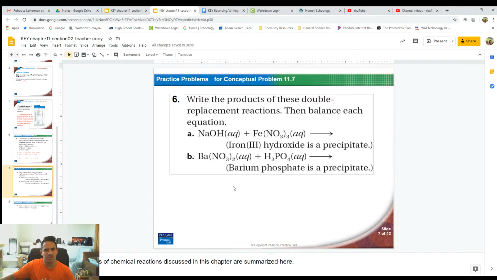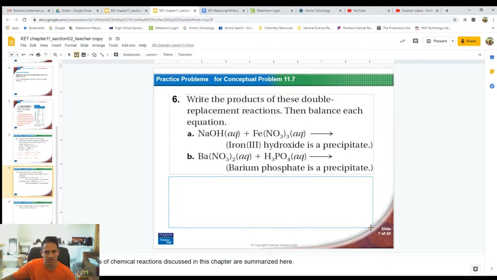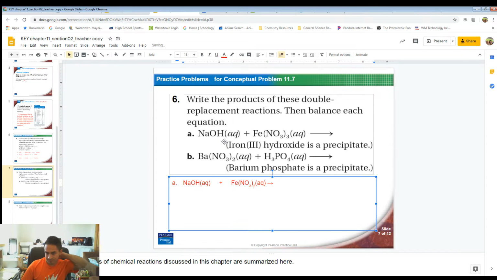All right, looking at question number 6. Write the products for these double replacement reactions, then balance each equation. All right, so let's do a text box again down here at the bottom. And so the first reaction is NaOH aqueous reacting with Fe(NO3)2, which is also aqueous. All right. And so this is double replacement. So the sodium here is going to replace the iron, or the sodium and the iron are going to swap.